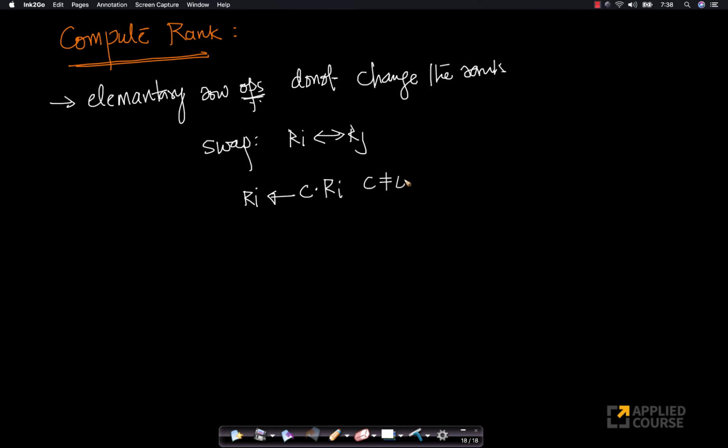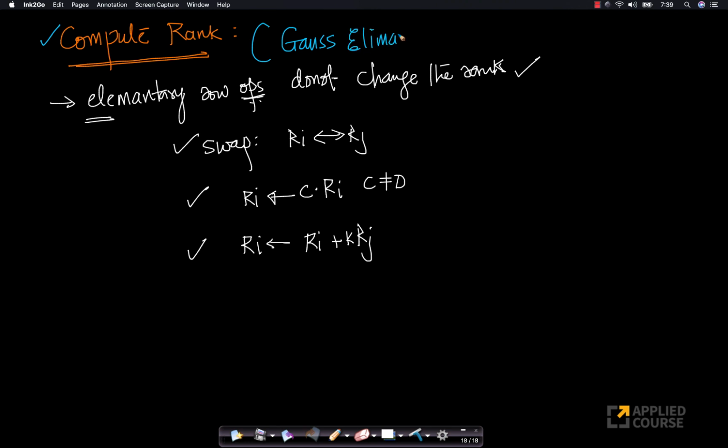where c is not equal to 0. This is also an elementary row operation. There is a third elementary row operation, which is I can write row i as row i plus some k times row j. This is the third elementary operation. The very important property of rank is that elementary row operations do not change the rank. Now, we'll try and leverage this to compute rank using an algorithm called Gauss elimination. It's also called Gauss-Jordan elimination in some textbooks.